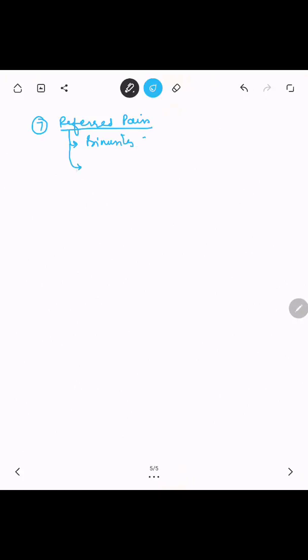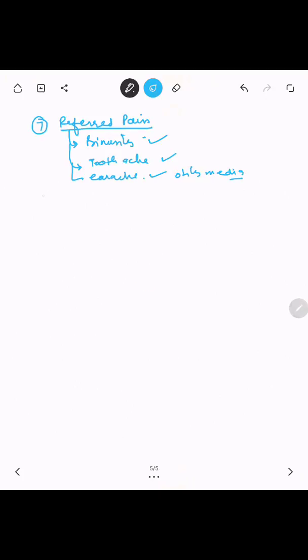Believe me, this is the one you don't need to miss. If you miss this cause, you are making a blunder. Okay, always look for the referred cause. Maybe the cause is sinusitis. Okay, if sinusitis, maybe there is frontal sinusitis and he is having the frontal headache.